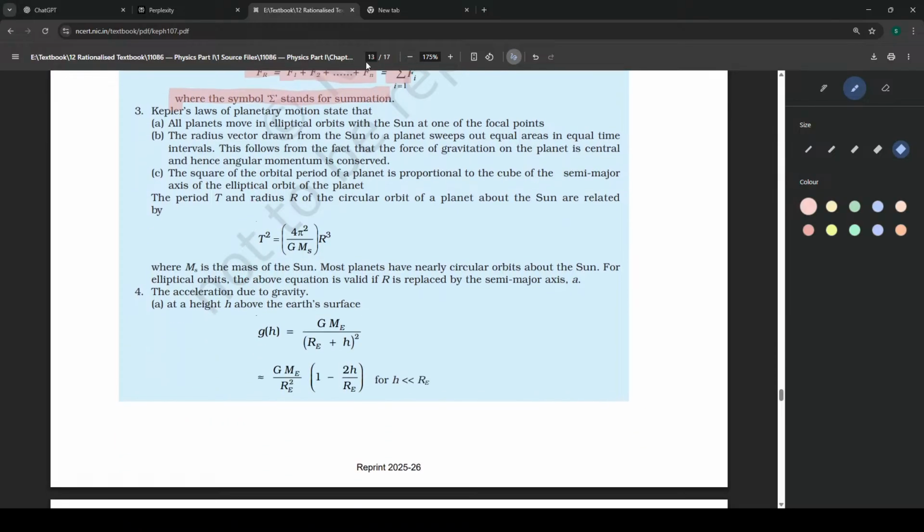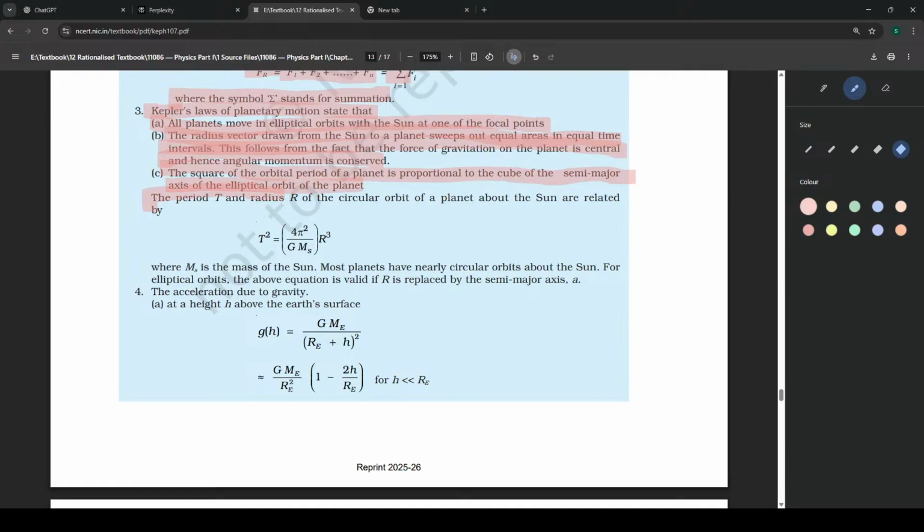Now let's go to Kepler's laws here. Kepler's laws of planetary motion state that all planets move in elliptical orbits with the sun at one of the focal points. The radius vector drawn from the sun to the planet sweeps out equal areas in equal time intervals. This follows from the fact that the force of gravitation on the planet is central and hence angular momentum is conserved. The square of the orbital period of the planet is proportional to the cube of the semi-major axis of the elliptical orbit of the planet.